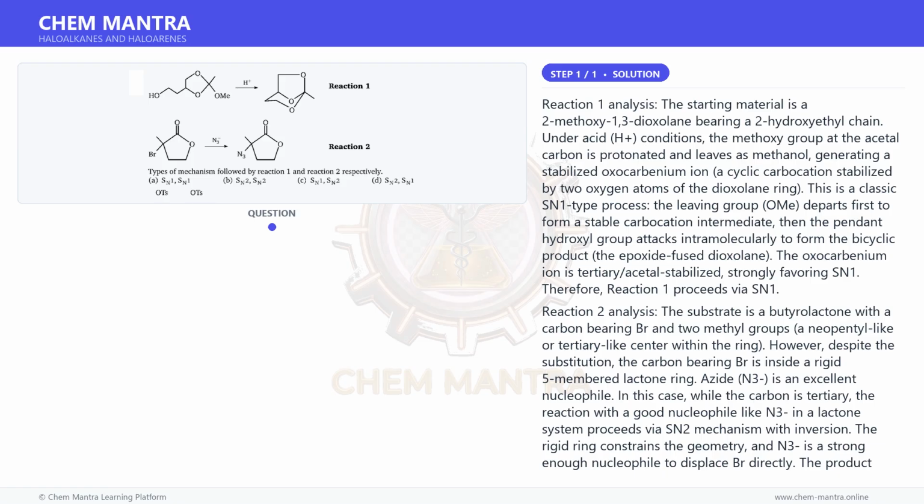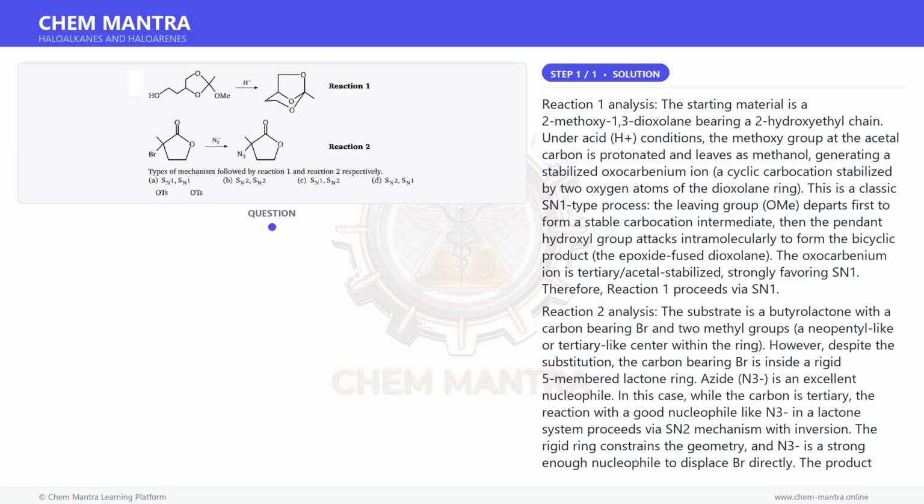In this case, while the carbon is tertiary, the reaction with a good nucleophile like N3 in a lactone system proceeds via an SN2 mechanism with inversion. The rigid ring constrains the geometry, and N3 is a strong enough nucleophile to displace Br directly. The product retains the lactone ring with N3 replacing Br. Therefore, reaction 2 proceeds via SN2.